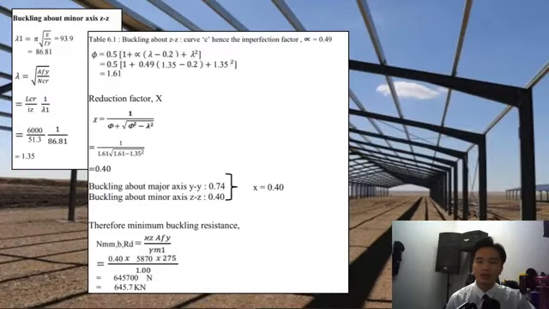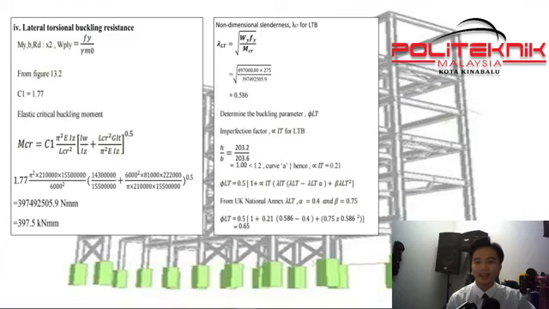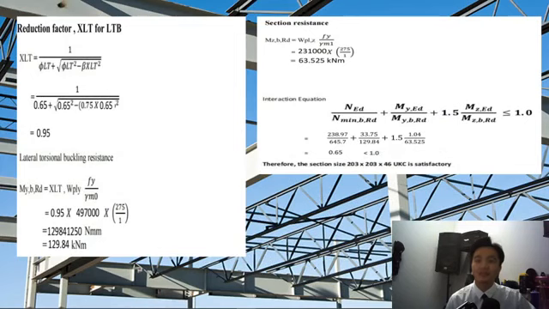And this is the same one also on buckling about the minor axis on ZZ. And for the lateral torsional buckling resistance, as you can see here, this is our calculation that was made by us according to the formula that was given by our lecturer. Okay, so the MCR is 397.5 kilonewton per millimeter, and this is the calculation for the LT is 0.65. Therefore, for the reduction factor XLT for LTB, as you can see here, XLT is 0.95, and the lateral torsional buckling resistance is 129.84 kilonewton per meter.